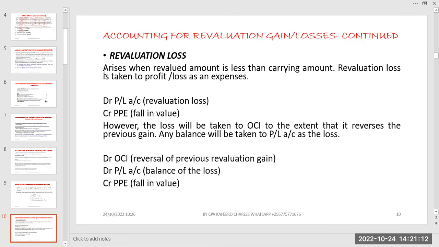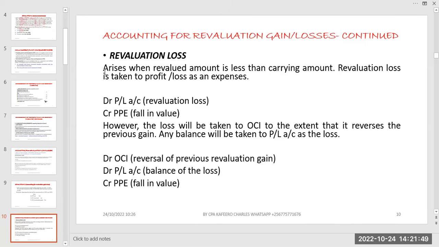By taking it to the income statement, it means, remember, the revaluation surplus is taken to other comprehensive income, or we can take it direct to the equity. But this one, when you include it in the profit and loss as an expense, it means it's going to reduce even the equity. How is it going to reduce the equity? Because the net profit we are going to be carrying to the equity section is going to be less by that figure.